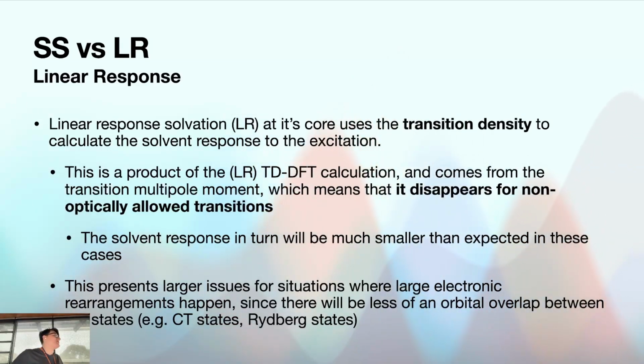This presents bigger issues where large electronic rearrangements happen, so charge transfer states, Rydberg states, things like that. In this case, there's actually really little orbital overlap between them because you are changing electron density so much. So you're not going to get a big transition density.